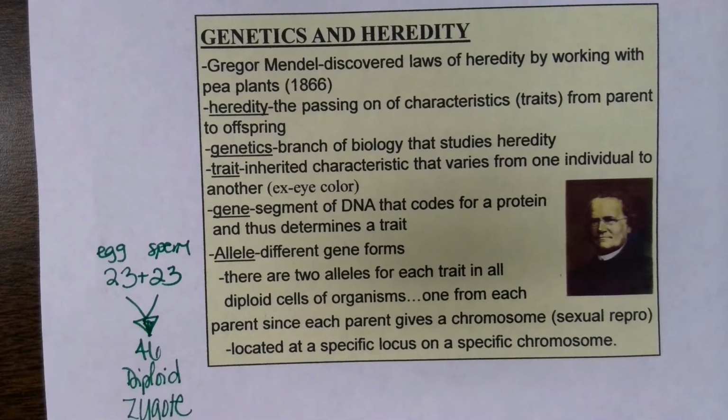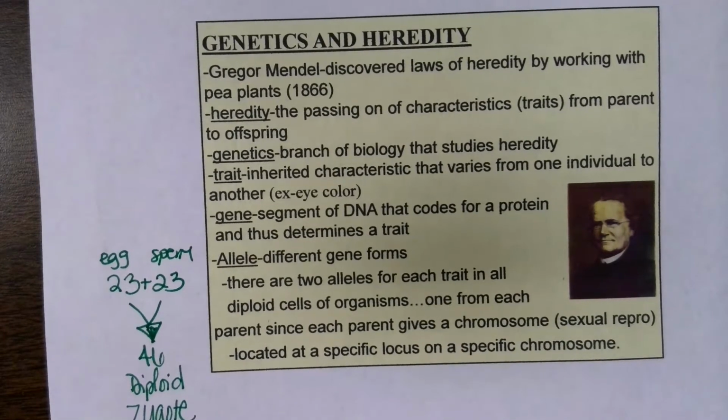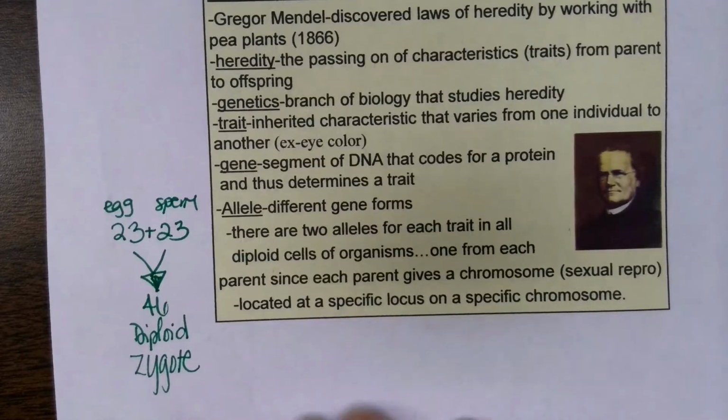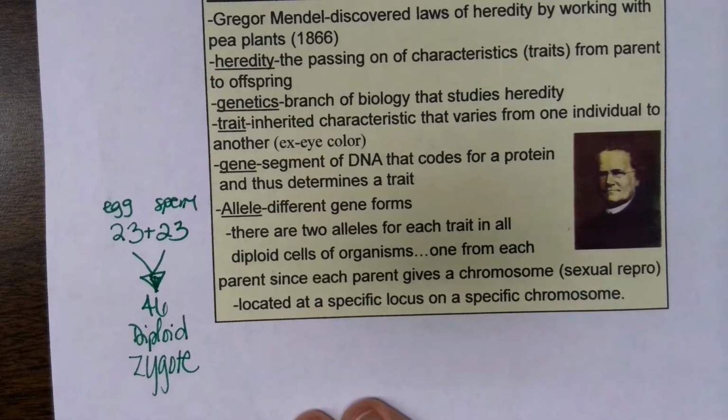All of that being said, every single one of the genes we're going to talk about has these 2 alleles. In my cells, I have an allele from my mom and an allele from my dad for every trait. These are always located at a specific locus on a specific chromosome.